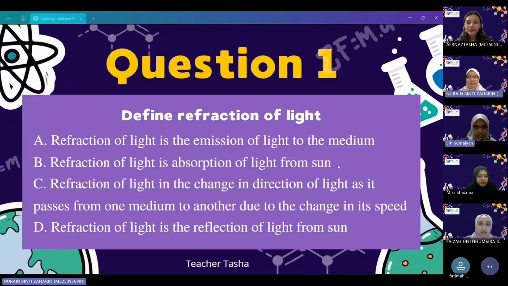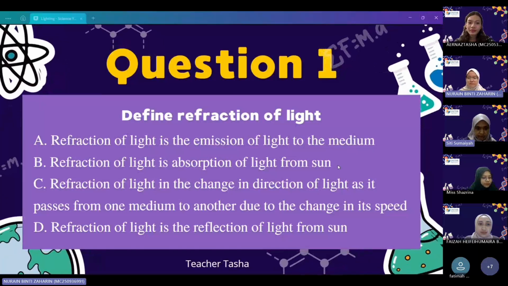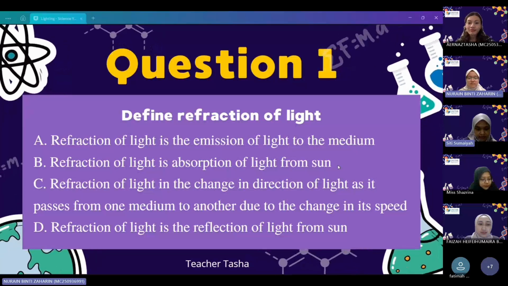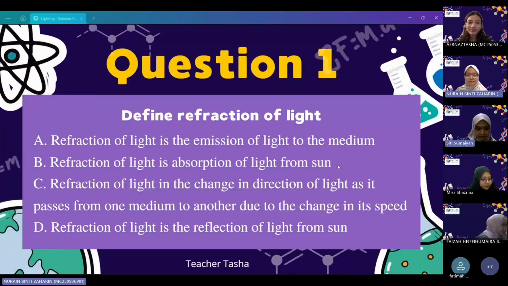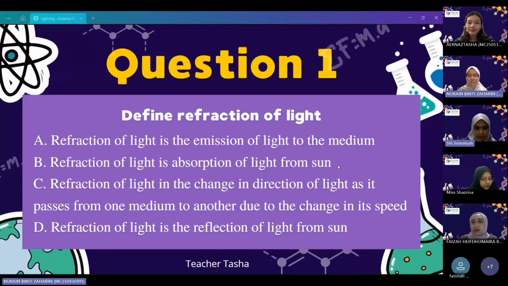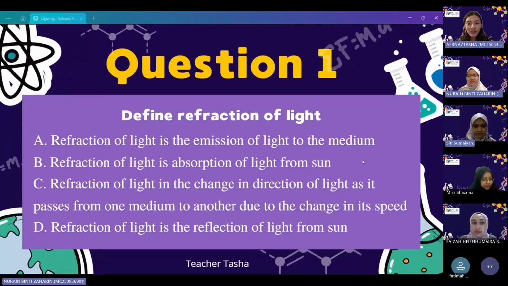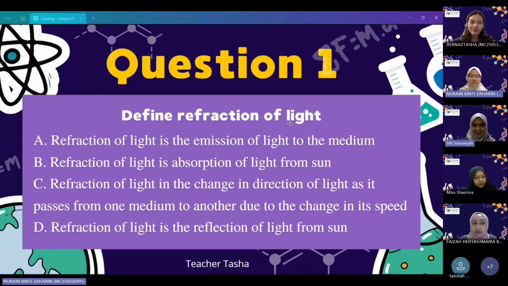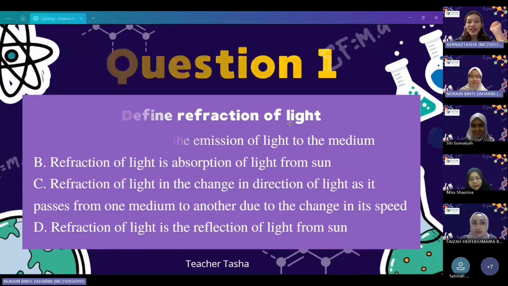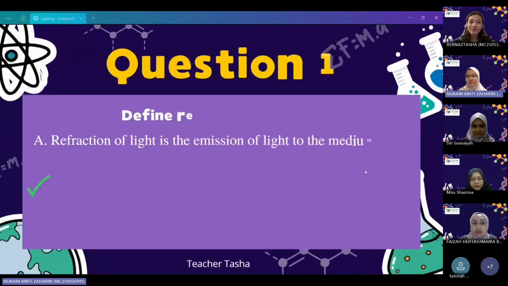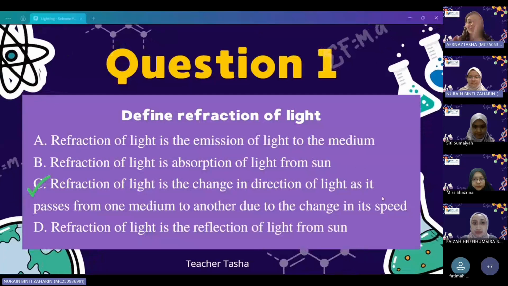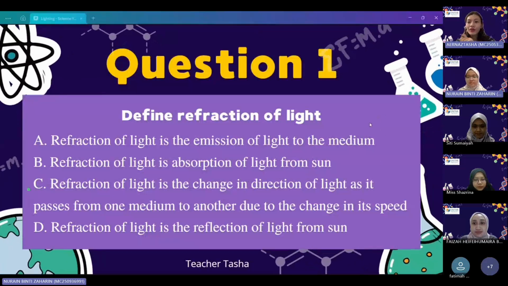Yes, teacher. I think the answer is C. Refraction of light is the change in direction of light as it passes from one medium to another medium due to the change of its speed. Are you sure the answer is C? Yes, I'm sure, teacher. Alright, let us look at the answer. Well, that is right, Sumaiyah. Very good. Now, I have a question for Humaira.